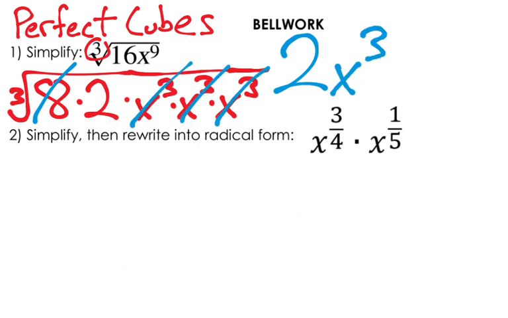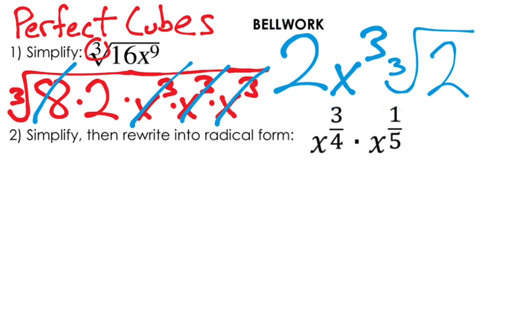And then the x cubes, there were 3 of them that got canceled out. So all 3 of them are going to come out as an x cubed. And then the leftover 2 that is still under the cube root sign just tags along for the final answer. And there you have it with number 1.